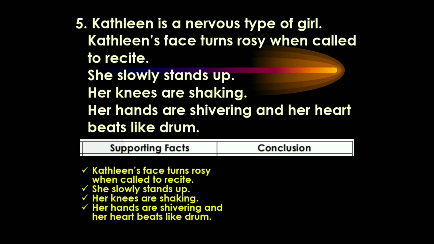Okay, so we have: Kathleen's face turns rosy when called to her side. She slowly stands up. Her knees are shaking. Her hands are shivering and her heart beats like a drum. Therefore, Kathleen is a nervous girl. So, that is the conclusion.